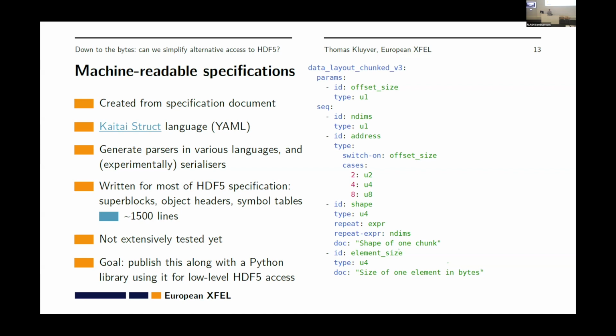But I haven't extensively tested it yet. I've obviously done little bits of testing. My goal with this is to get it to a point where I can publish these format definitions along with a Python library that makes use of them to get access to the low level object structures within HDF5, rather than trying to recreate an h5py style API to actually slice data out directly. Oh, I hope I haven't taken too much time and left myself without any time for questions, but thank you very much.